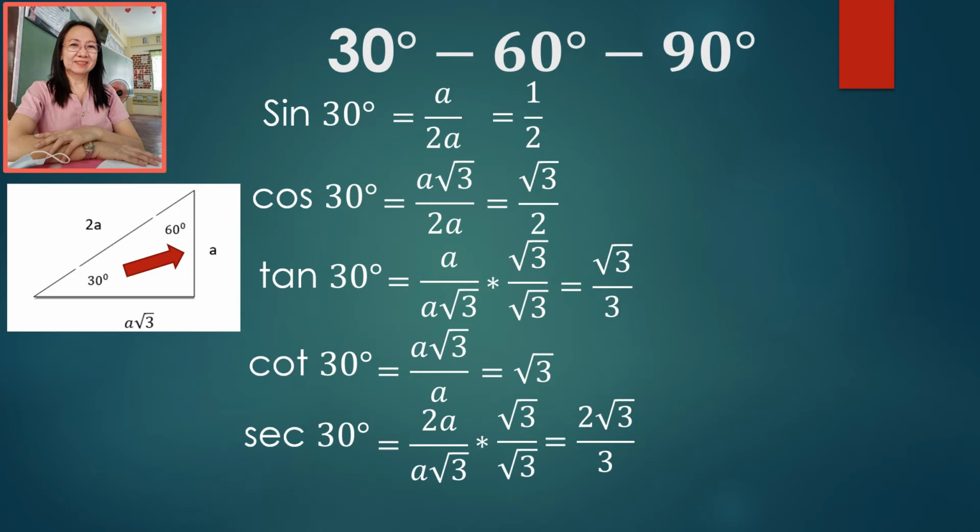And of course, the reciprocal of sine 30 degrees is the cosecant 30 degrees. So we have 2A over A, cancel A over A, therefore we will arrive at 2.